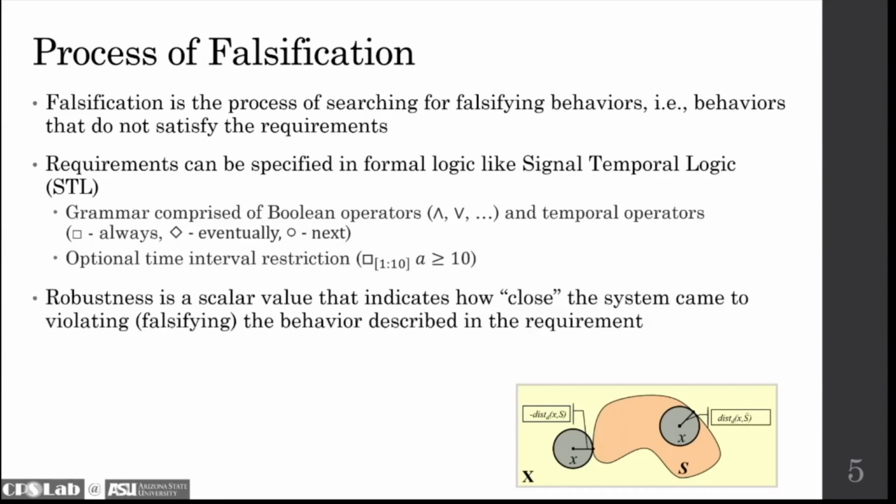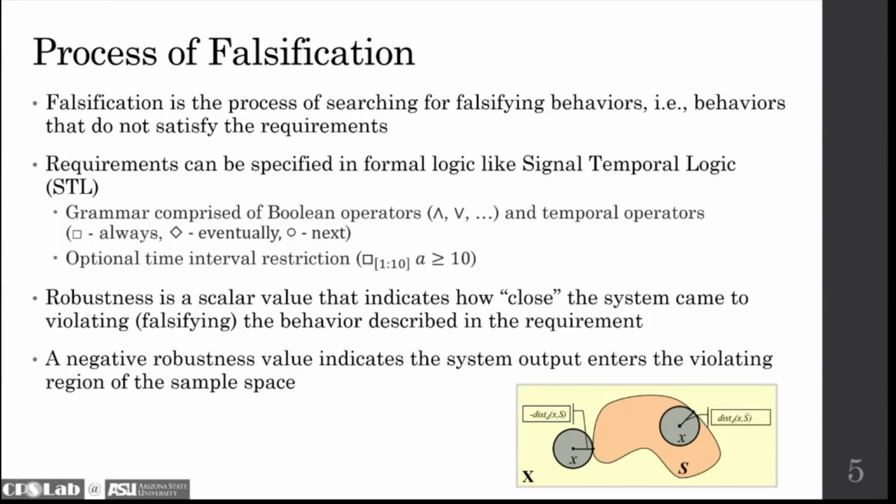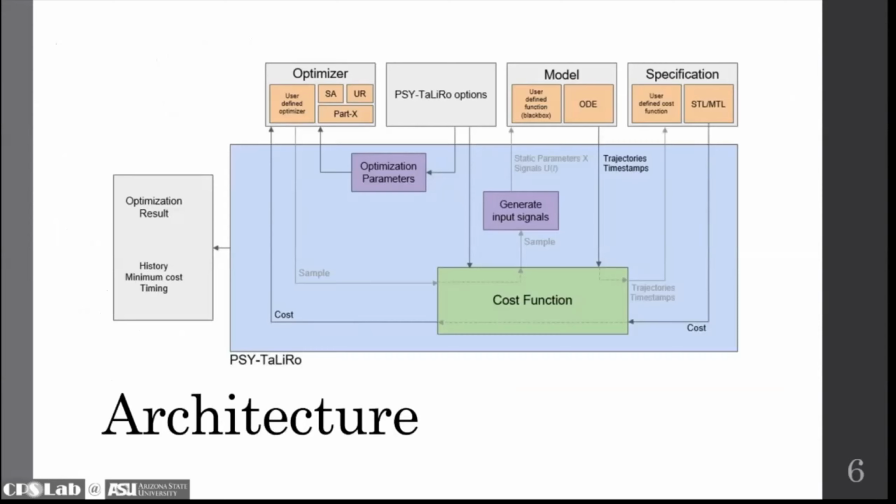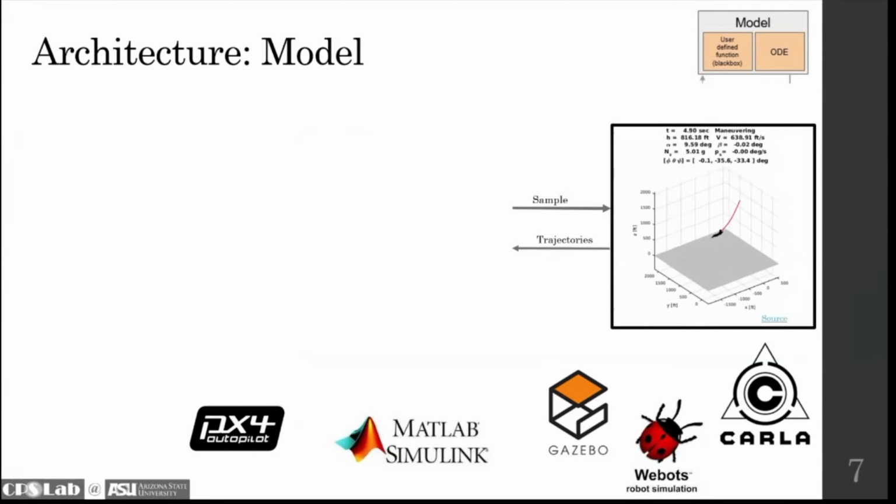Evaluating a system's outputs using an STL requirement yields a robustness value, which is a scalar that indicates how close the system came to the falsifying region. A negative robustness value indicates that the system violated one or more predicates and entered the falsification region. Now we will discuss the architecture of the PsyTallyRo package. There are 4 components that must be provided in order to run a test: the model, the specification, the optimizer, and the options.